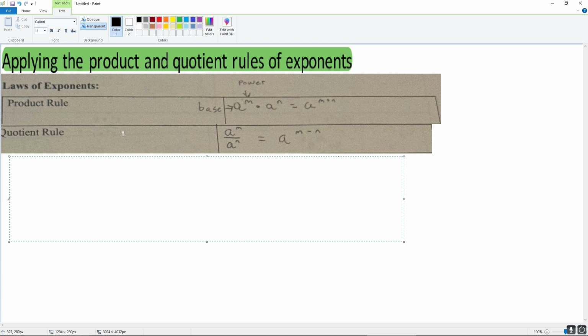Now for the second one, if it's a to the m divided by a to the n, instead of dividing or multiplying, you would subtract them and you would keep the base the same because it's still a. So it would be a to the m minus n, and whatever you get, that would be your answer.